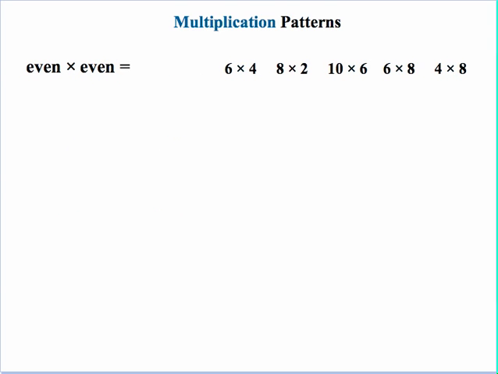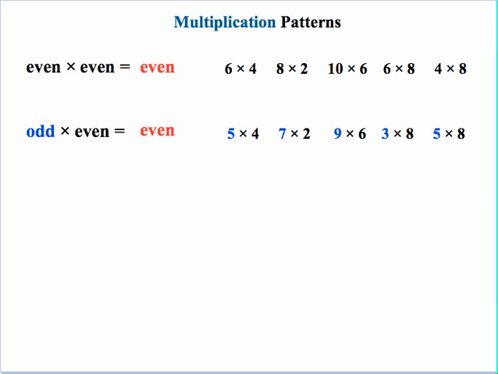What about the multiplication patterns dealing with even and odd numbers? Again, just using examples, if we take an even times an even, let's see, that's 24, 16, 10 times 6 is 60. It looks like an even times an even is going to give us an even number. What about odd times even? Well, let's see, that'd be like 5 times 4, that's 20, 7 times 2 is 14, and so forth. So that pattern seems to be an even result also.